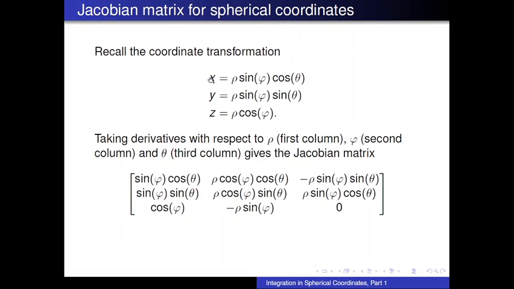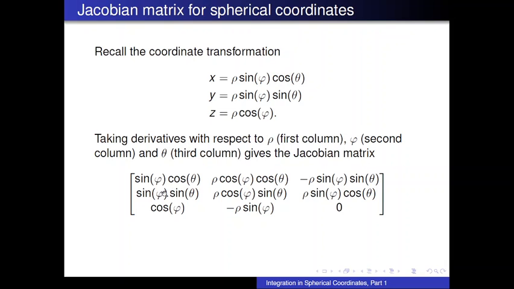Well, the derivative of x with respect to rho is just sine phi cosine theta. And the derivative of x with respect to phi is rho cosine phi cosine theta. And the derivative of x with respect to theta is negative rho sine phi sine theta.